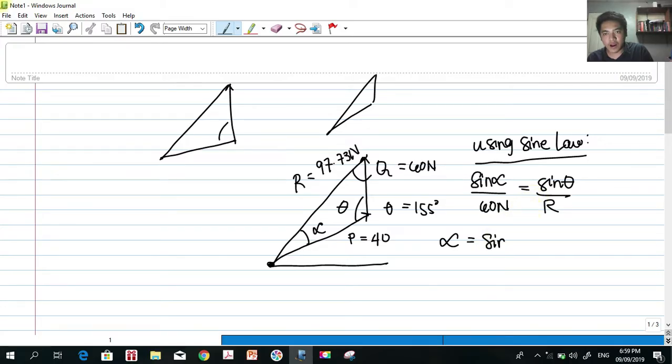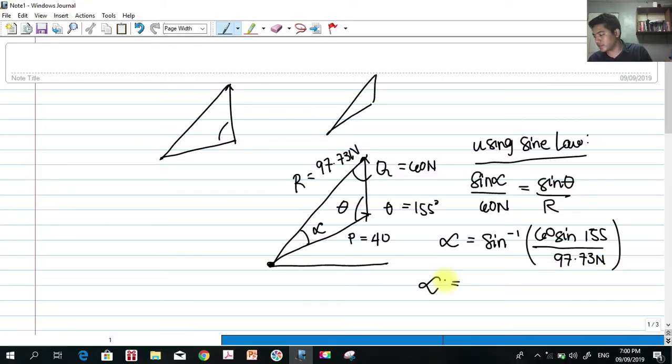So we have arc sine of 60 sine of theta, which is 155, over the resultant, which is 97.73 newtons. If you get that, make sure that your calculator is in terms of degrees. That is 15.04 degrees. So this is that angle. But what I'm after is the angle it makes with respect to the positive x axis. And this is our positive x axis.